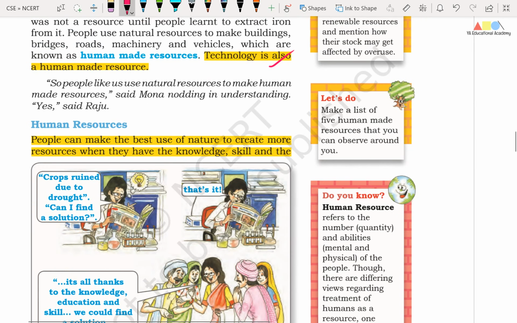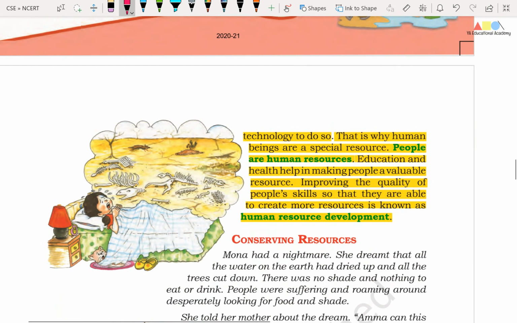Right friends, the third important thing is human resources, humans themselves as a resource. Friends, people can make best use of nature to create more resources when they have the knowledge, skill and the technology to do so. That is why human beings are a special resource. People are human resources. So as I already told you, humans are the best resources.